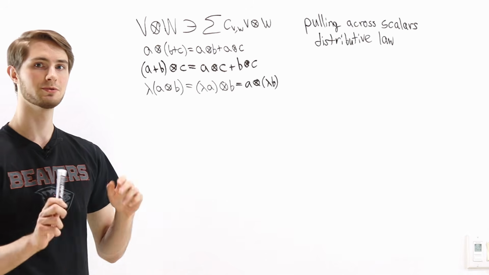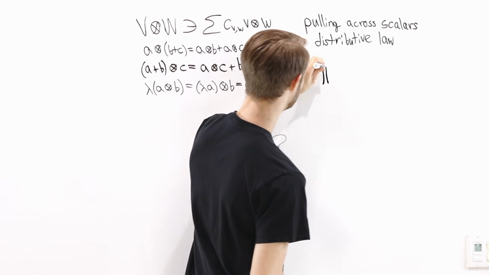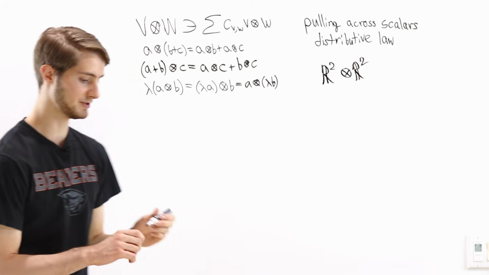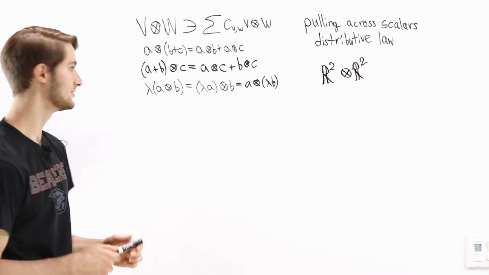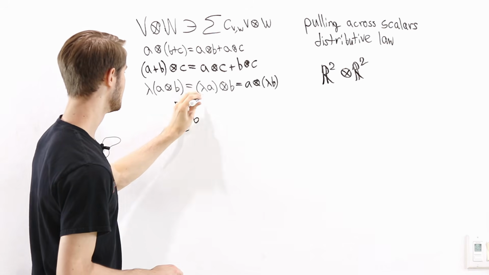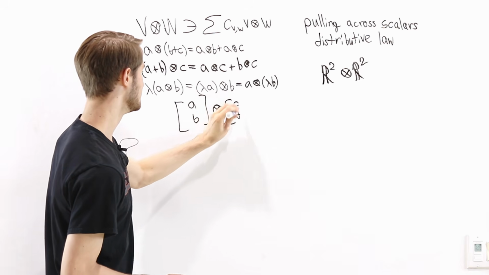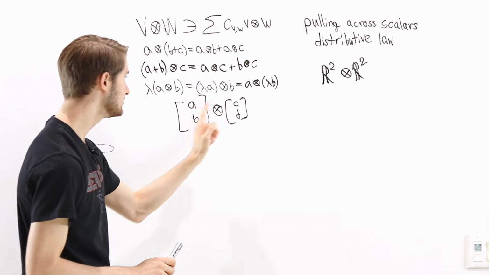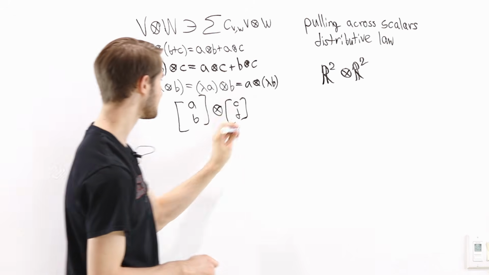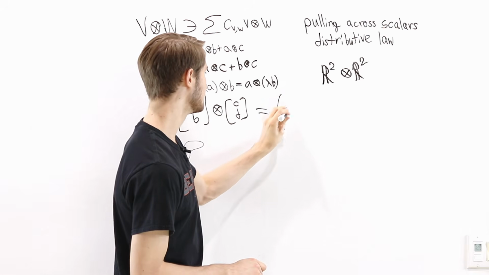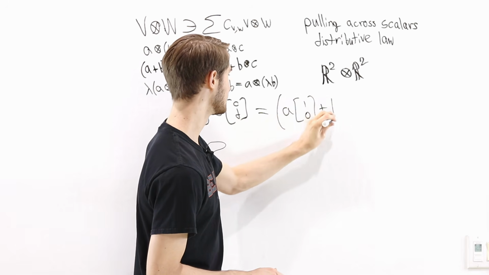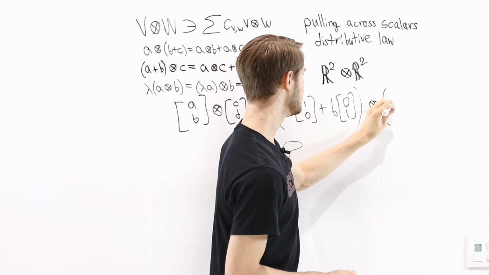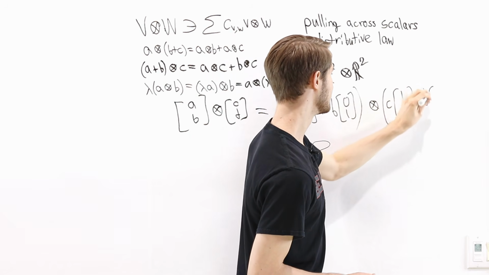All right, time for more examples. The first thing we're going to look at here is R2 tensor R2. How can we write an arbitrary element of this? Well, we know that the pure tensors are going to be (a,b) tensor (c,d). These are just elements of R2. And we can write each of these vectors in a simpler way, because we can write (a,b) as a times (1,0) plus b times (0,1). And we can write (c,d) as c times (1,0) plus d times (0,1).